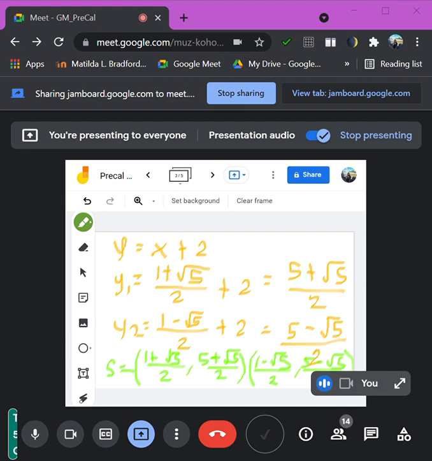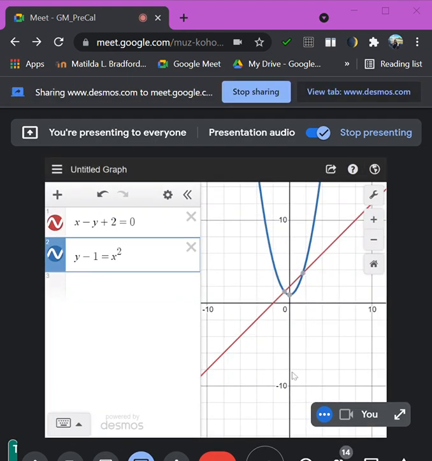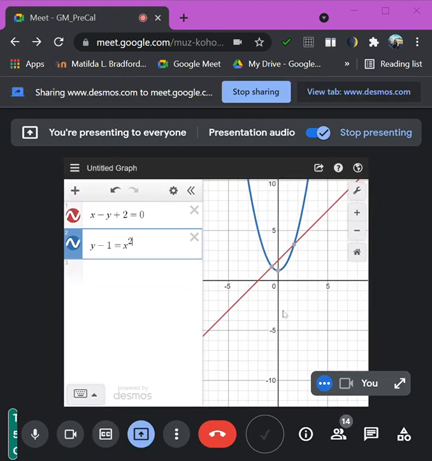Okay, so if we graph it, class, the shape that will form is a parabola. Okay, so if we put it here in our given, we have x minus y plus 2 is equal to 0, and the other is y minus 1 is equal to x squared. Okay, so if we graph it, this is how it looks now.